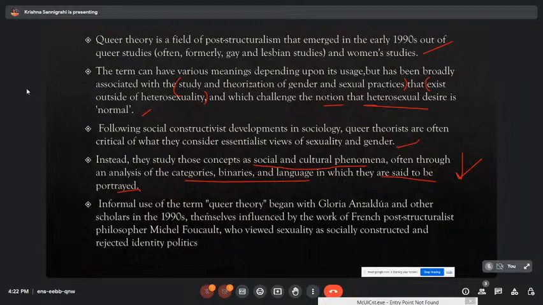So informal use of the term queer theory began with Gloria Anzaldúa and other scholars of the 1990s, themselves influenced by the work of French post-structuralist philosopher Michel Foucault, because we see that the post-structuralist concept of questioning things is very much evident here. So they are questioning what? They're questioning the binaries which have been accepted as a norm. They're questioning the equation of the heterosexual relationship which has been accepted as normal, and they are studying these categories, binaries, and language, and seeing how they are represented in this view.